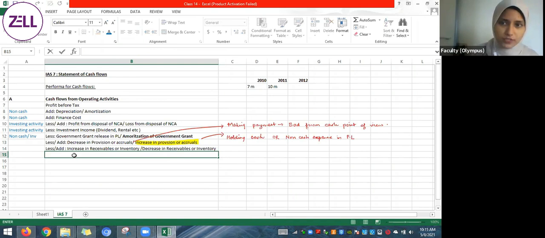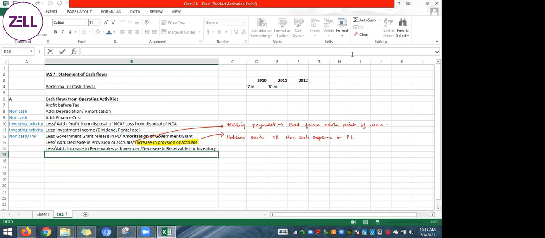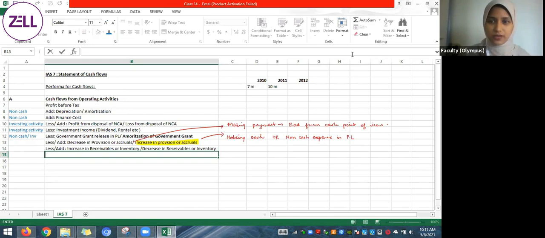The exact opposite will happen with the payables. If payables are decreasing, good or bad? Why? What does it mean? Bad. Because we are paying back, so cash is going out. It's bad because a decrease in payables means you're making payment, which means cash is going out, right? So that's a bad thing. Increase in payables would be good because it means that you're reserving cash with you. You're not making payment. You're reserving cash.